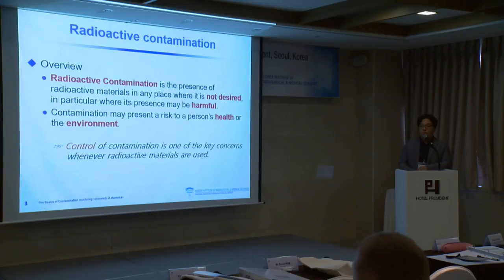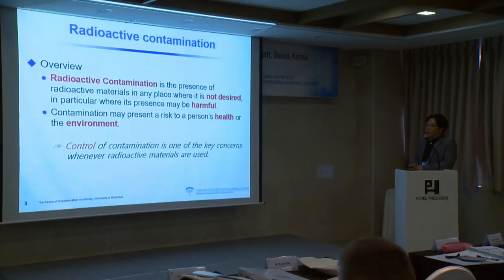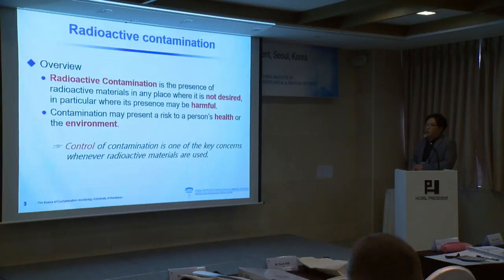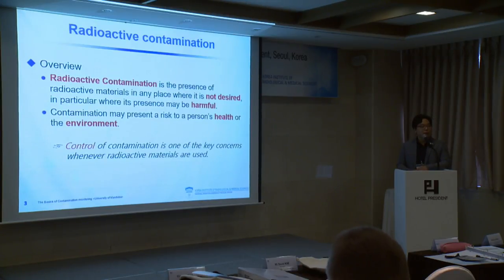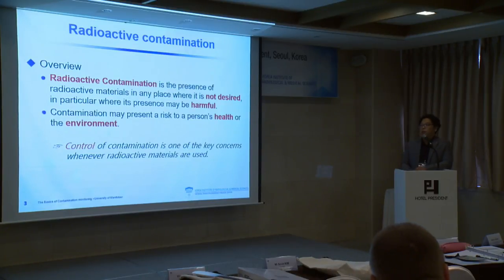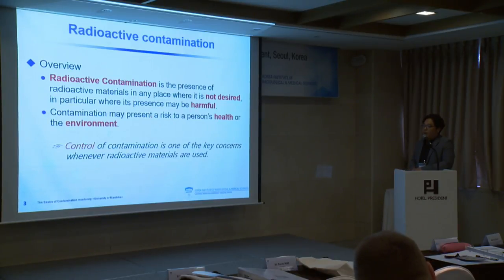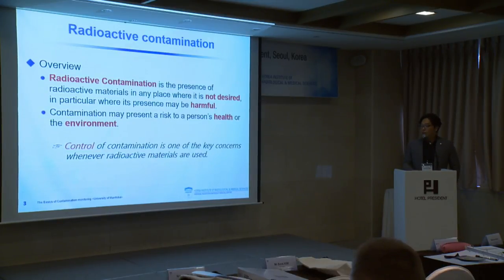Okay, let me give a simple definition of radioactive contamination. The overview is that radioactive contamination is the presence of radioactive materials in a place where you do not want them. It can also have a harmful effect on humans or the environment. In this case, we can simply call it contaminated. The contamination may present a risk to a person's health or the environment. So I think it's very important that the control of contamination is one of the key concerns, especially in case of an emergency.